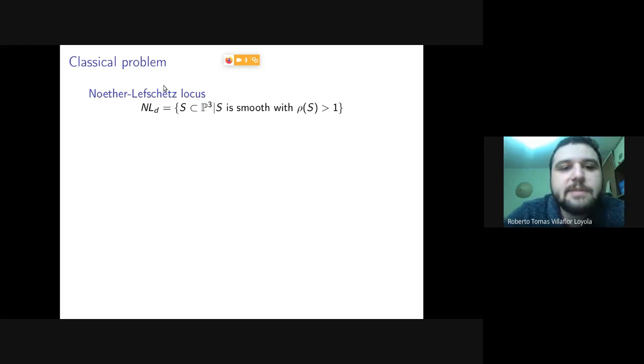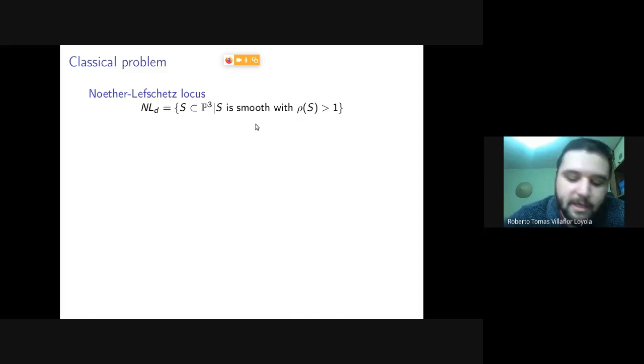What the classical Noether-Lefschetz theorem says is that whenever you take a very general surface of degree D at least 4, then this surface will always have Picard number equal to 1. So the Noether-Lefschetz locus is the complement of this set. Well, it's not an open set; it's a countable intersection of open sets. We want to understand this space a little bit more. This space is very strange. It has infinitely many components. It is also known that these components are dense in the space of all surfaces of degree D in P3.